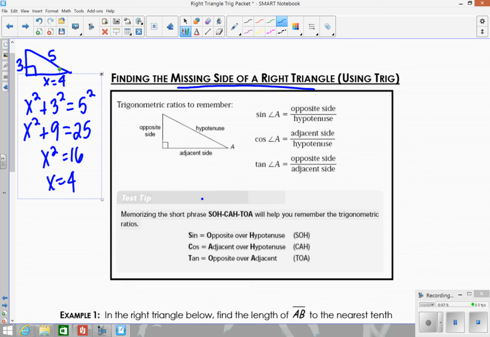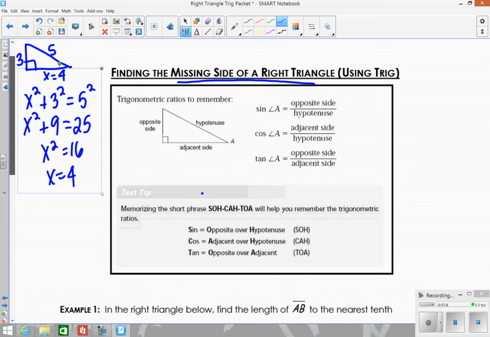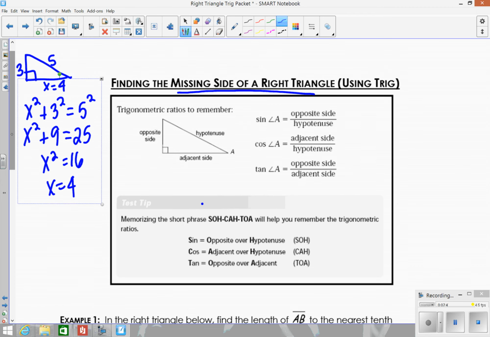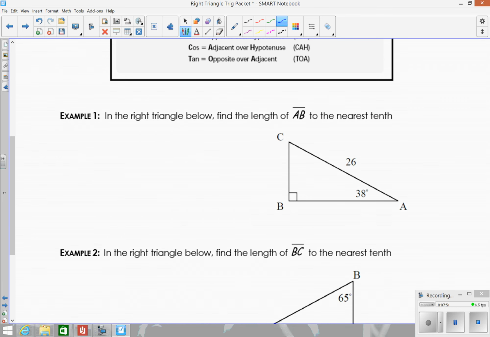These trig ratios, sine, cosine, tangent, or SOHCAHTOA, our way to remember it, can be used to find missing sides when you don't have enough information to use Pythagorean theorem. What I mean by that is if you look at this first example, you can't use Pythagorean theorem to find the length of AB, which I'm going to call x, because I don't have this side. I would have x squared plus maybe y squared equals 26 squared, and there's no way to solve it. So this is the purpose of the trig, the SOHCAHTOA.